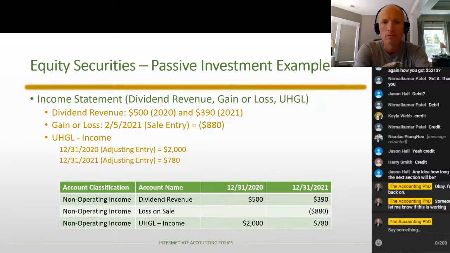Again, hopefully after doing so much with the debt securities, this one's not too complicated. It's just a lot fewer things going on here. Again, I know I'm moving a little more quickly. I just feel like most of this is so similar, I don't want to spend too much time.